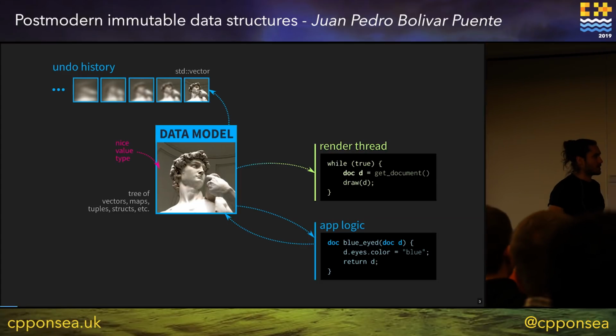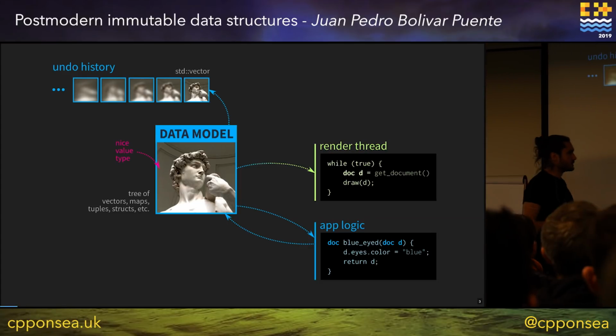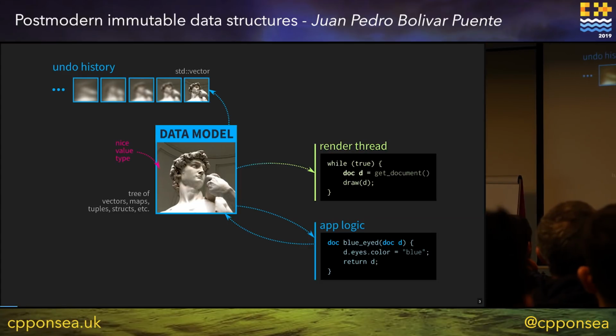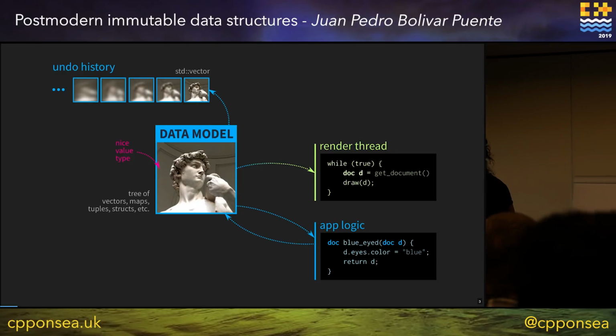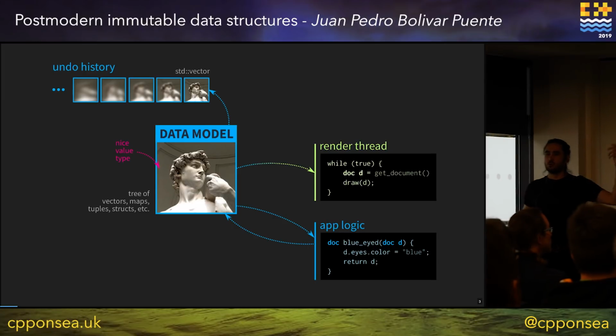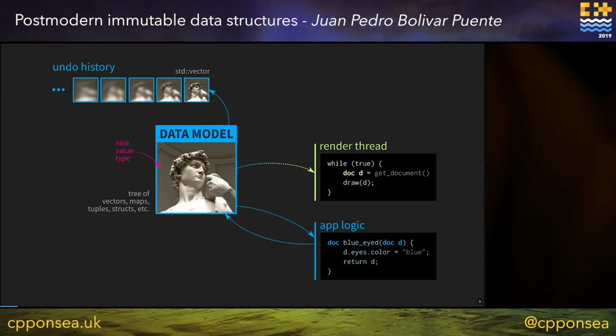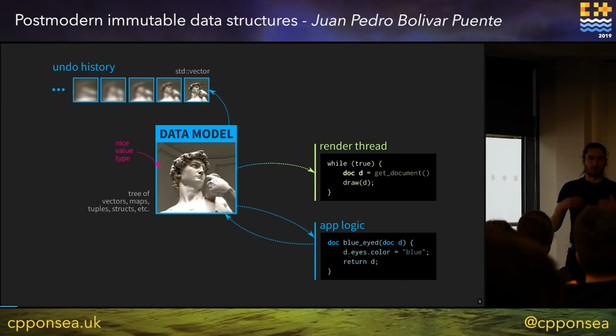Now, if we want to add parallelism with a render thread, we can just have another thread. You probably cannot see it here, but there is a while loop that is simply fetching through some channel a copy of the document and then rendering it to the screen so we present it to the user.